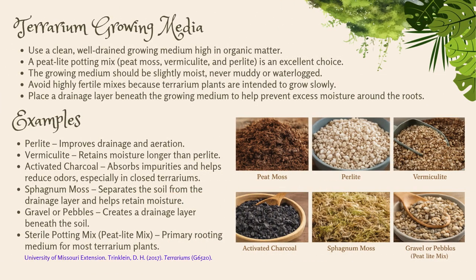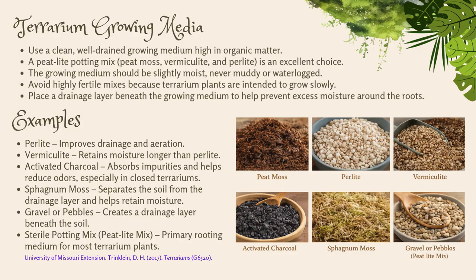Just like other container gardens, terrariums rely on the proper growing media to support healthy plant growth. A terrarium uses several layers that each serve a specific purpose. The bottom layer is made of gravel or small pebbles, which creates drainage by allowing excess water to collect below the soil. Above the gravel is a thin layer of activated charcoal.